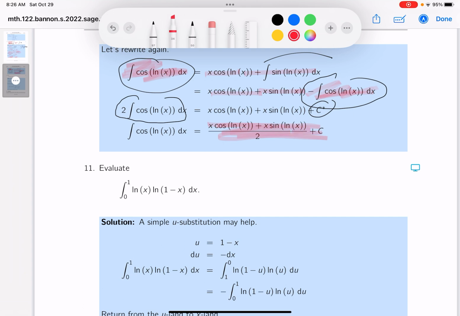Are there other ways to do that by integration by parts? Yeah, there are. You decide how you want to go about it, though.